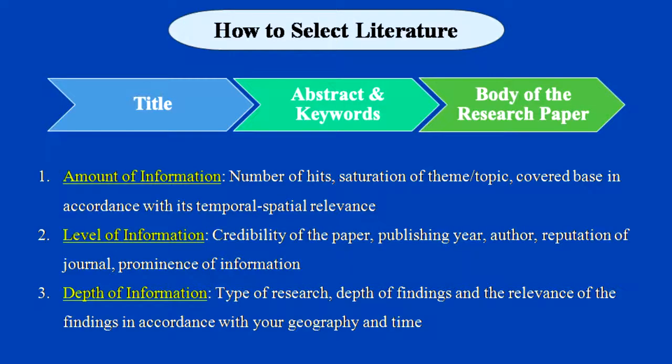Now, for selecting this literature, there are three tangents involved in it. First is the amount of information that you're getting. This will essentially be the number of hits that you're getting on Google Scholar or other databases, the saturation of the theme or the topic, that is how much literature is being done on this particular topic.